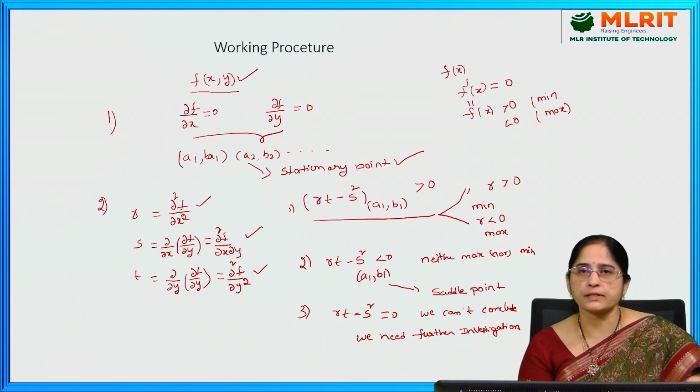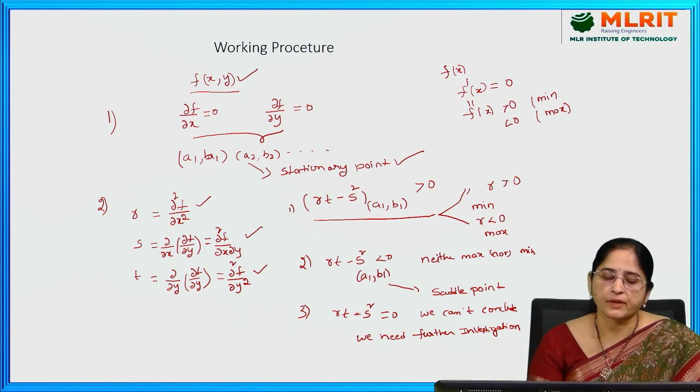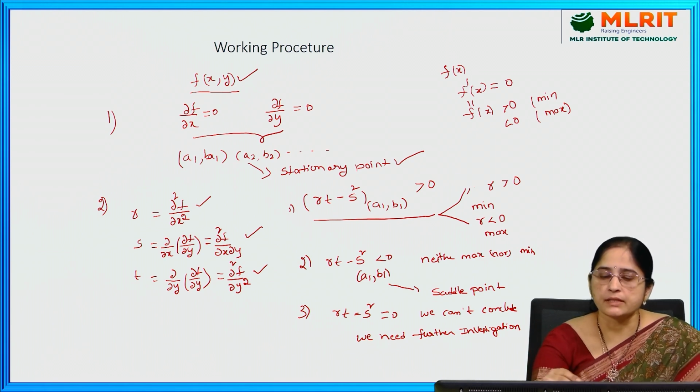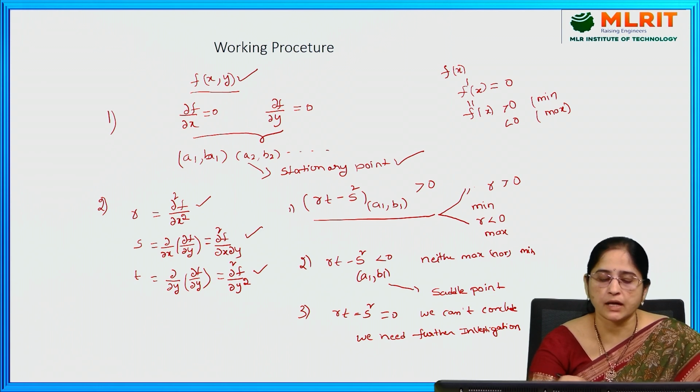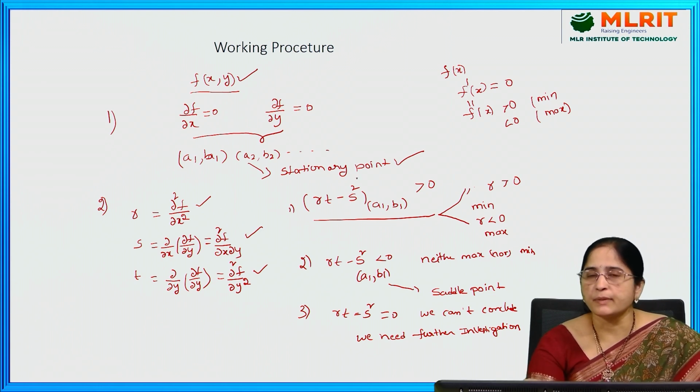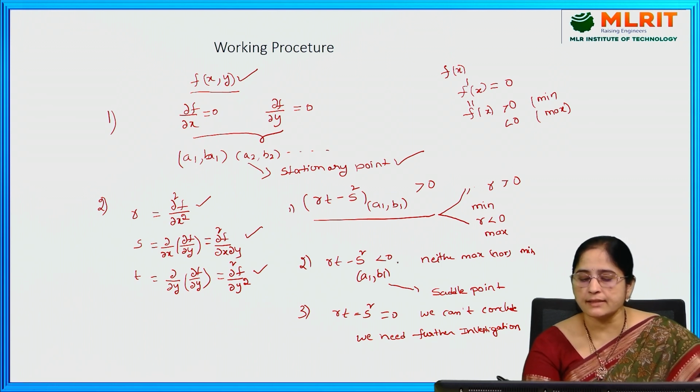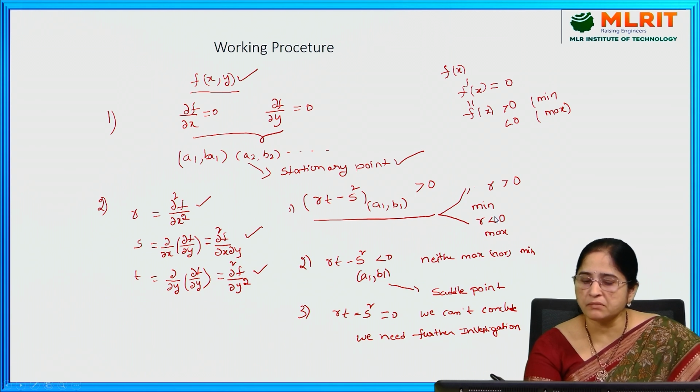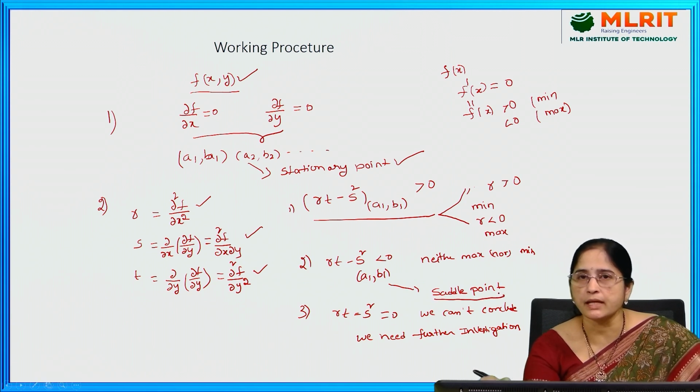This is the procedure for maxima and minima. First, find out the stationary points. Next, find out r, s, t. If rt minus s square is greater than 0, the function has a maximum or minimum value, depending on r. If r is less than 0, maximum. If r is greater than 0, minimum. If rt minus s square is less than 0, the function has neither maximum nor minimum. That point is called the saddle point.